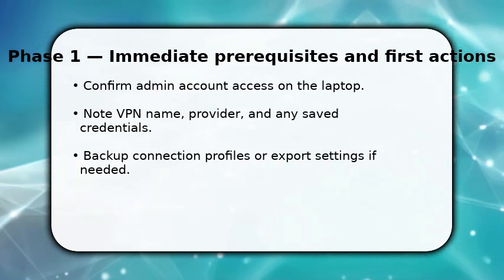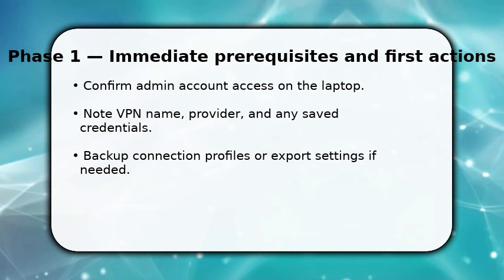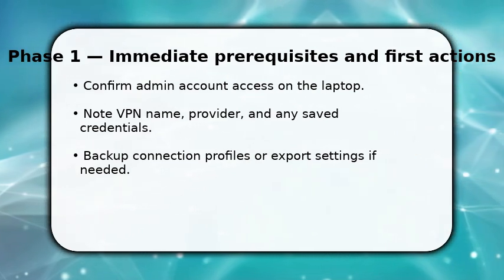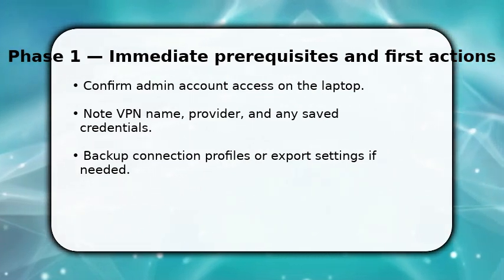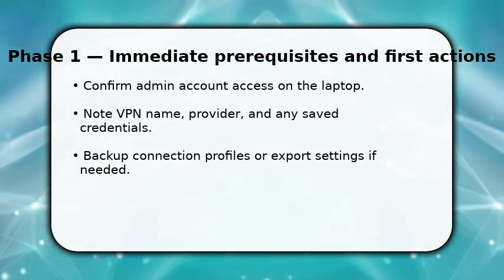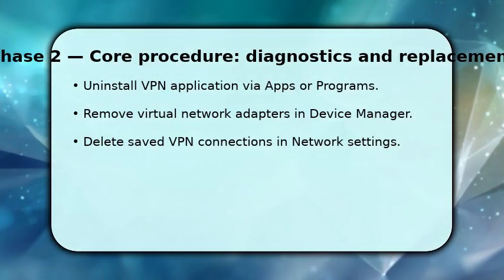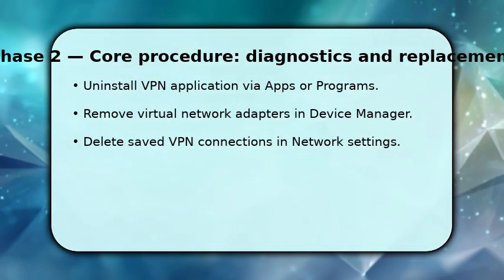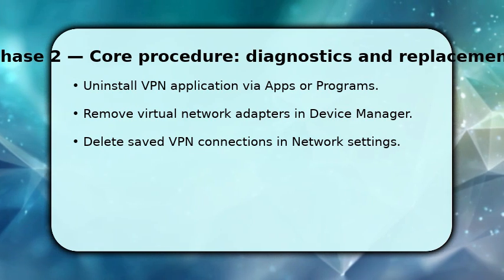Now open Settings or Control Panel without delay and navigate to Network or Apps. These are the first actionable places to uninstall a VPN client or remove its connection. You uninstall the VPN application through apps or programs. This removes service entries and scheduled tasks.